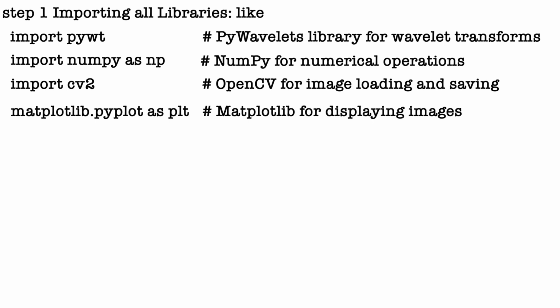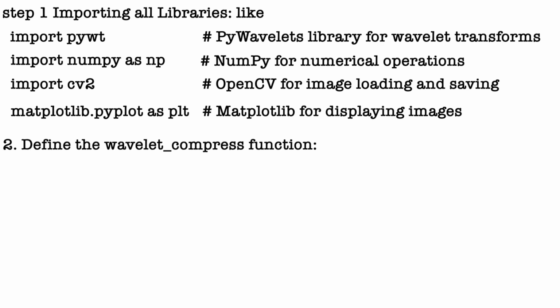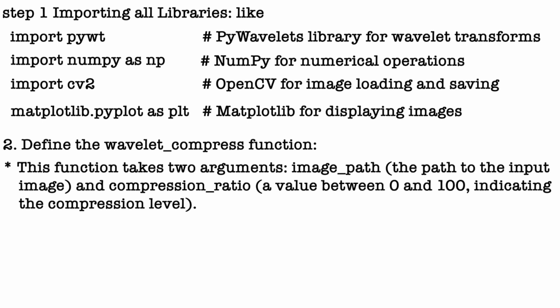And then second, we have to create a function. The name of the function is wavelet_compression. This function takes two arguments: image_path, the path of the input image, and compression_ratio, a value between 0 to 100.